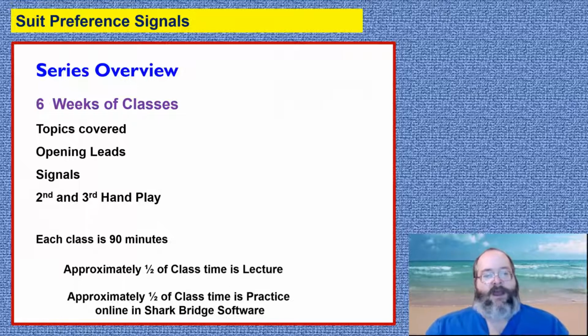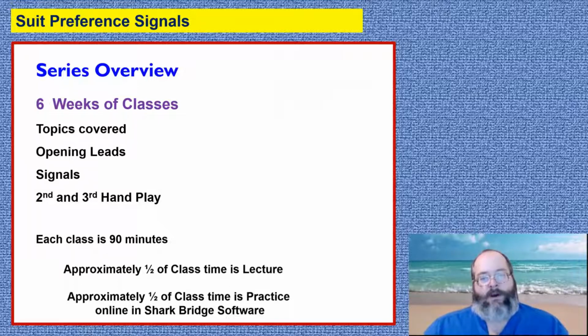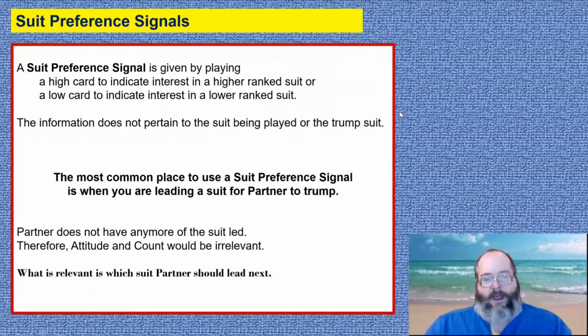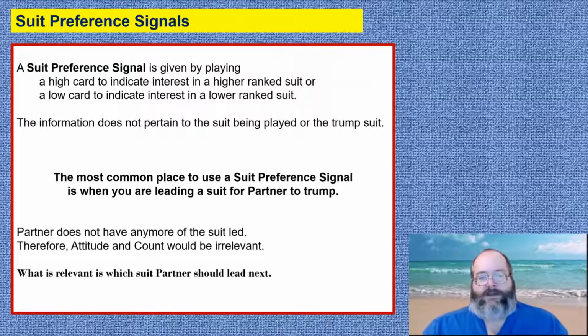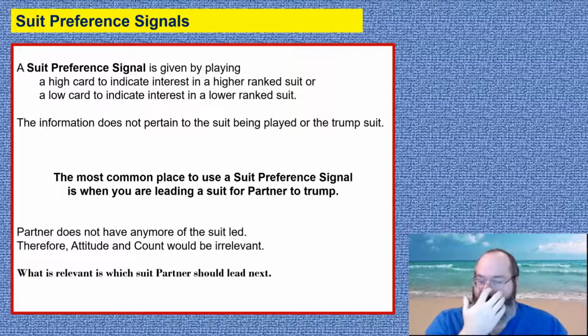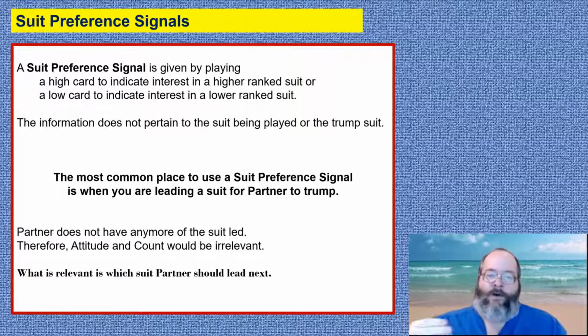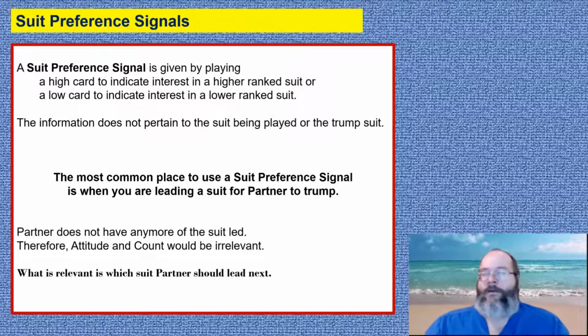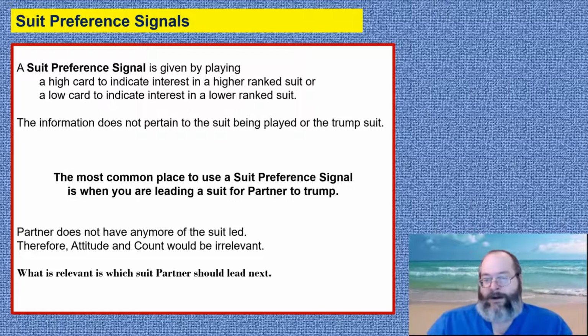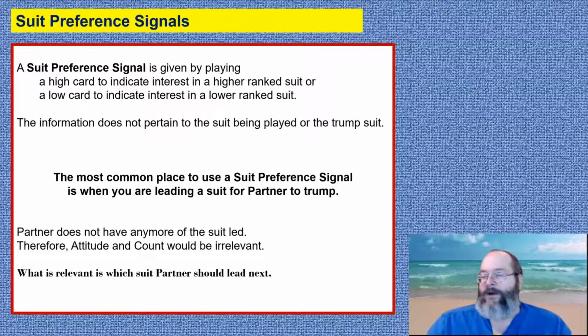We are going to be covering suit preference signals today. A suit preference signal is given when you play a high card to indicate interest in the higher rank suit, or a low card to indicate interest in a lower rank suit. It doesn't actually mean anything about the suit you lead, and it doesn't mean anything about the trump suit.